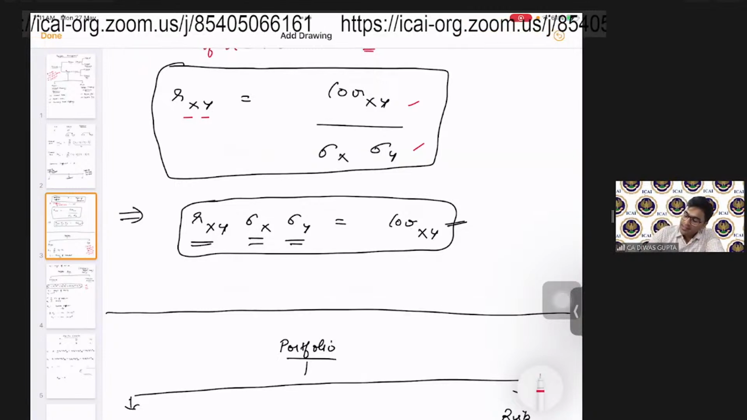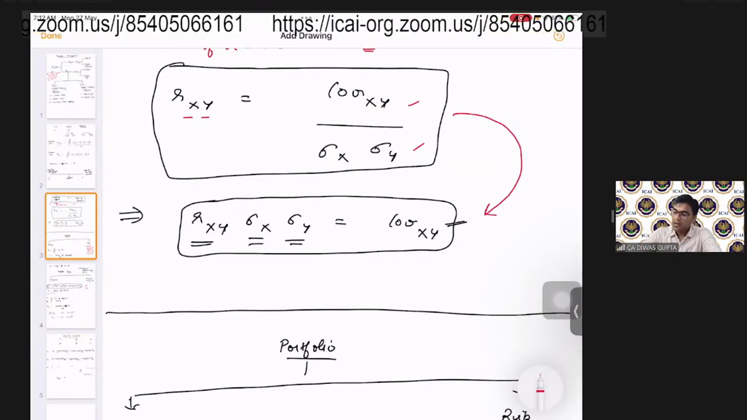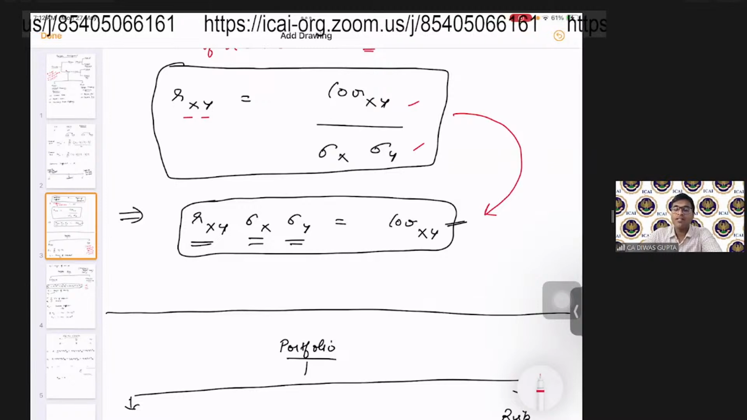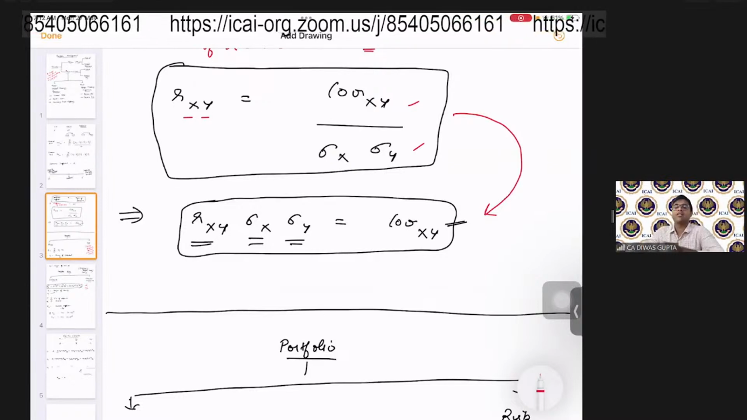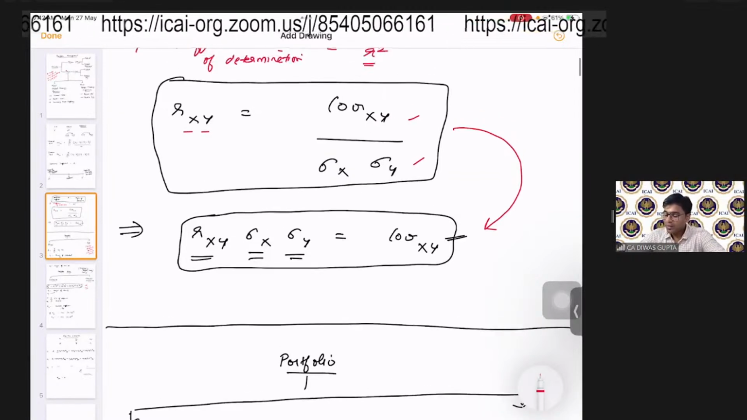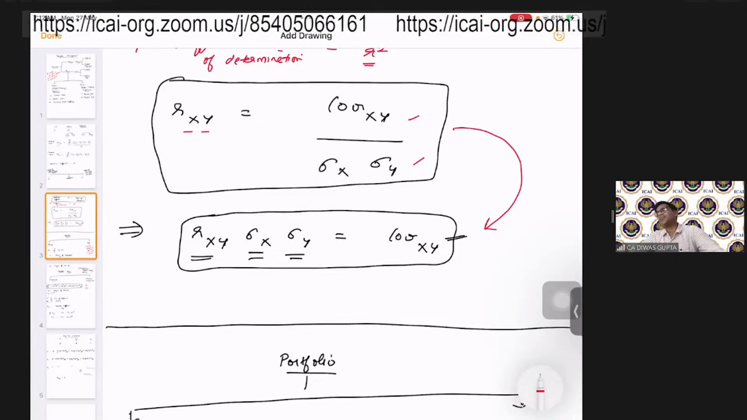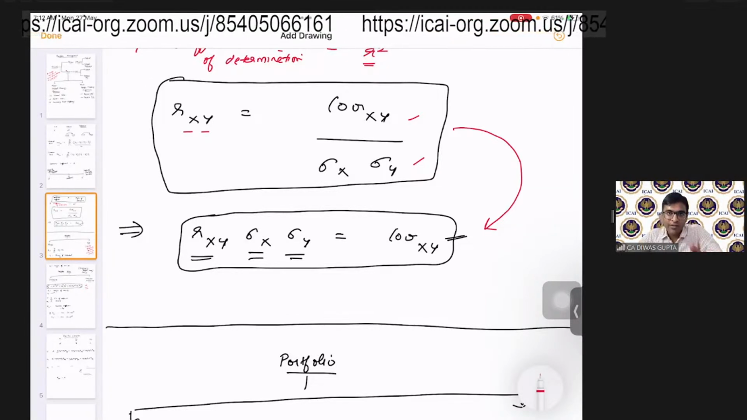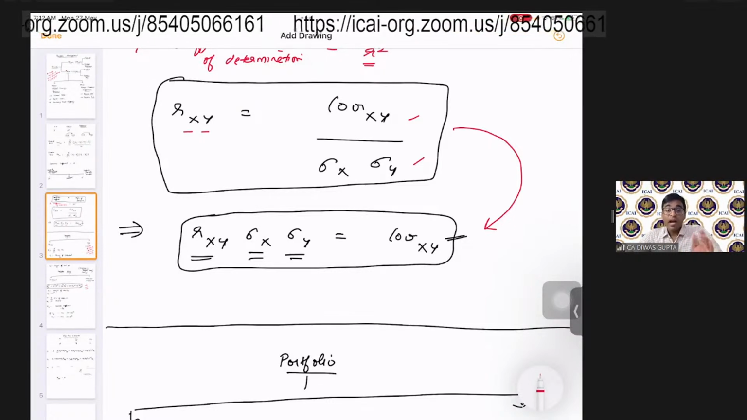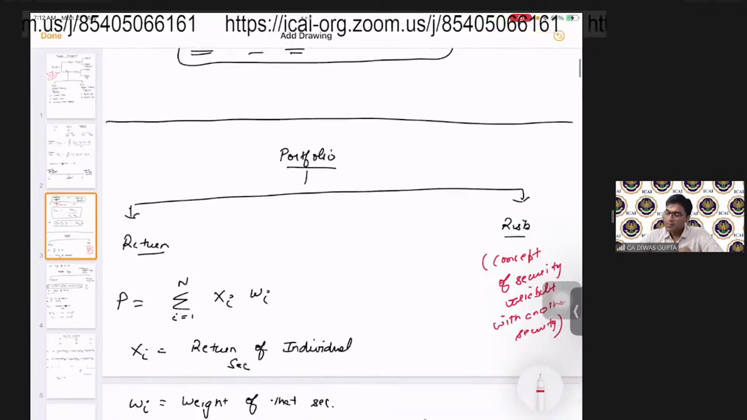And this can be rearranged to derive this equation as well, which is R xy multiplied by standard deviation of y is equal to covariance between x and y, students. Okay. So if, let's say, out of these four values any three values are given, we can arrive at the fourth value. If we are given standard deviation and covariance, we can arrive at R. If we are given R and standard deviation of x and y, we can arrive at the covariance. Okay. Easy and simple, students.